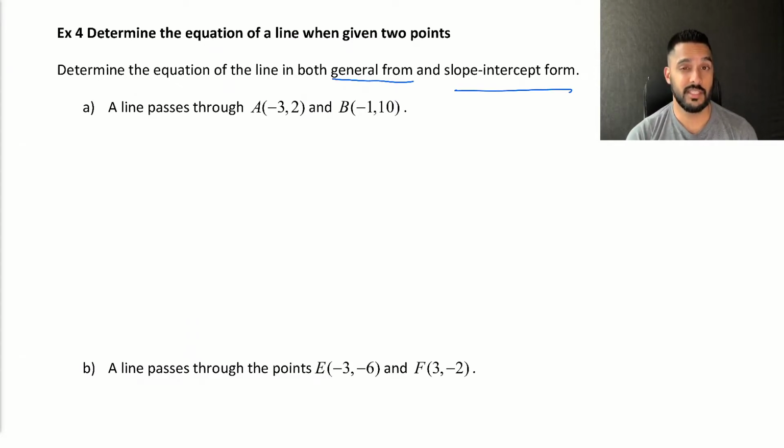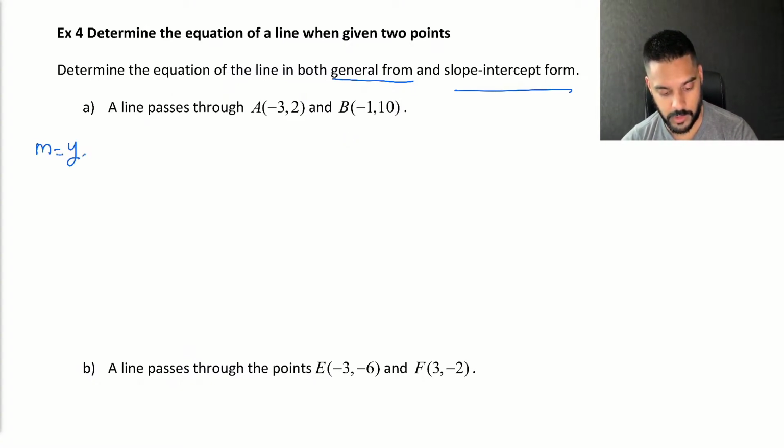Now it's much easier to start with slope-intercept form. You can't really go directly to general form. There really isn't a way. So we'll start with slope-intercept, and then we'll go to general. In order to find slope-intercept form, we need 2 things. We need a slope, and we actually need the y-intercept. If I have 2 points, we can absolutely find the slope between them.